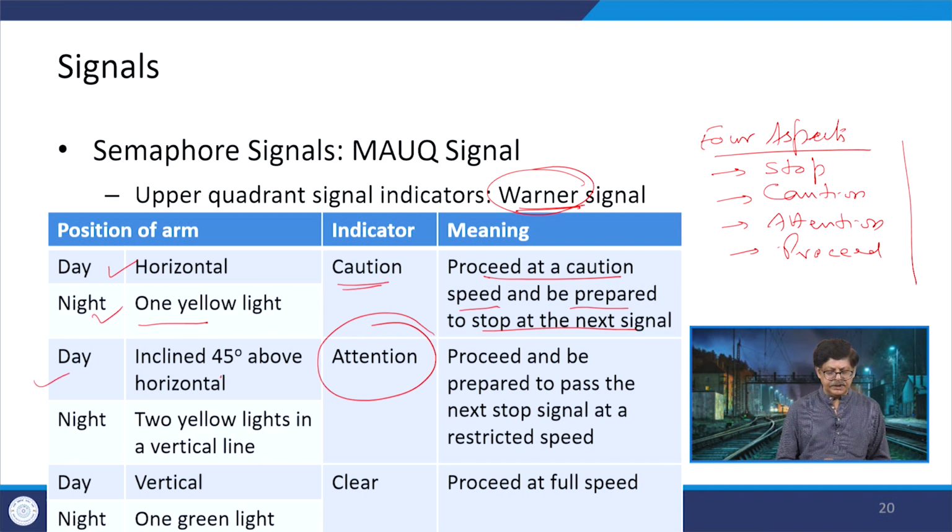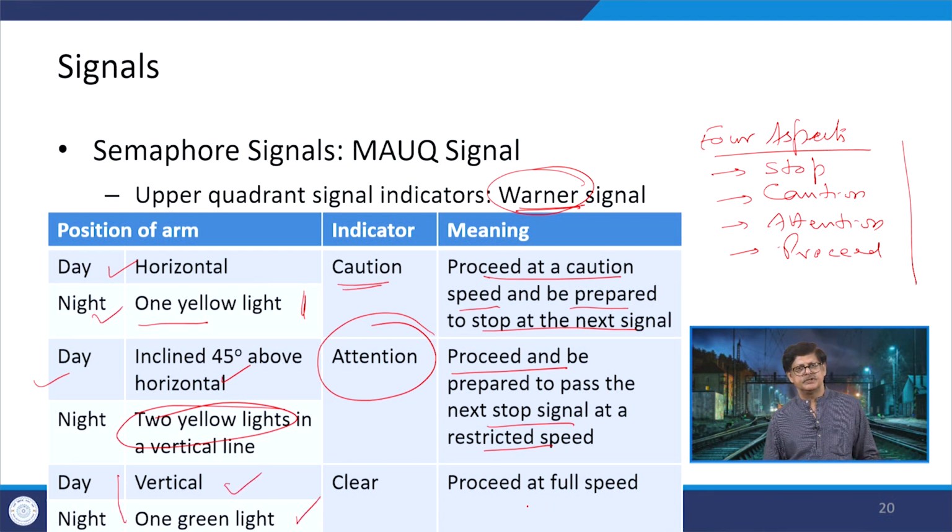In the daytime when it is inclined at 45°, but in the night time 2 yellow lights are being shown. Previously only one yellow light we were talking about, which was for caution. So, attention means what? Proceed and be prepared to pass the next stop signal at a restricted speed. So, you are still being allowed to move, we are not saying that you are going to be stopped next. And the third one, between day and night, if it is vertical or one green light is there, it means proceed at full speed.